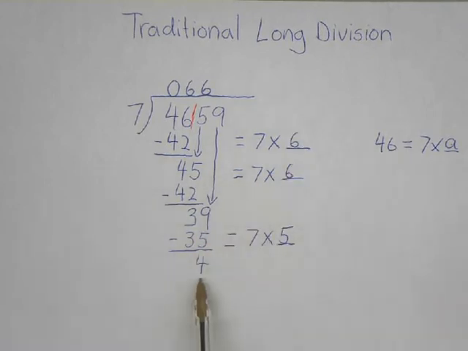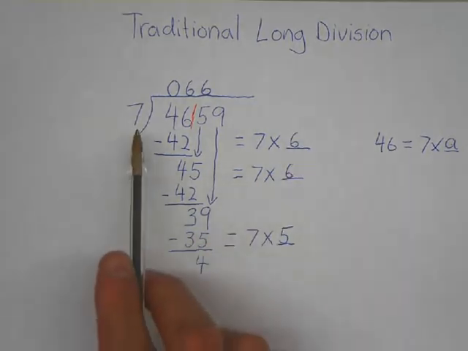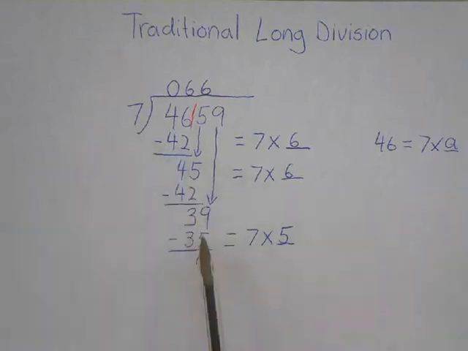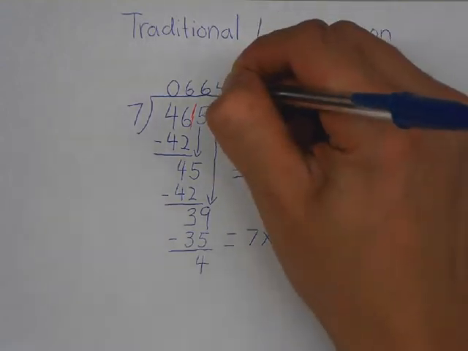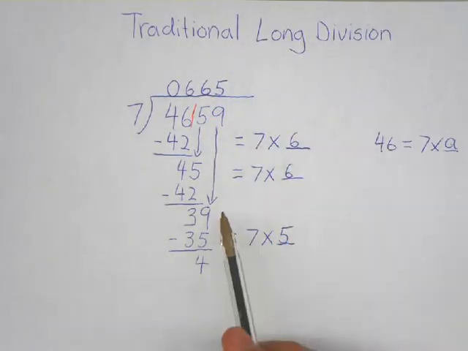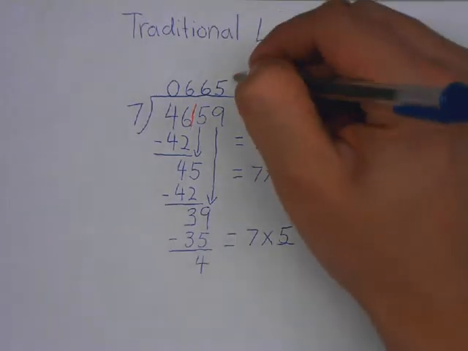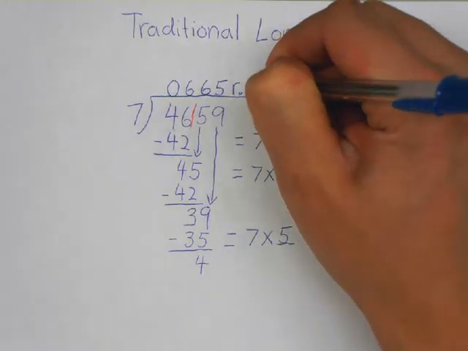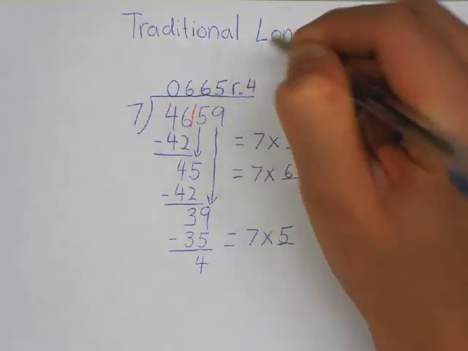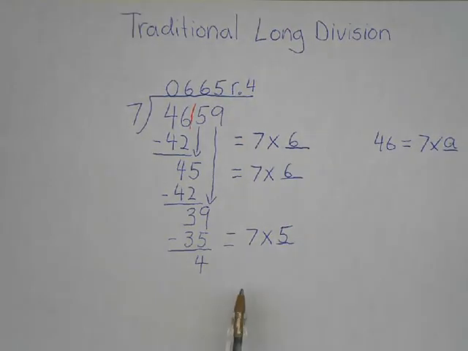Now that we have 4, we have to take a look at the 7. The 4 is less than 7, so that means we now have a remainder. Don't forget to put the 5 over the ones spot. If it is lower than 7, we simply use that 4. We put an R that indicates remainder, and our answer is going to be 665, remainder 4.